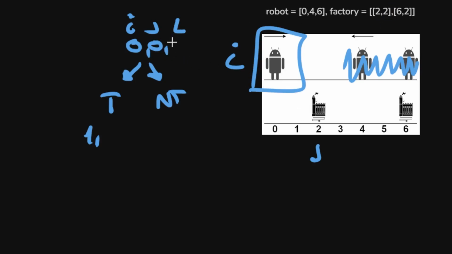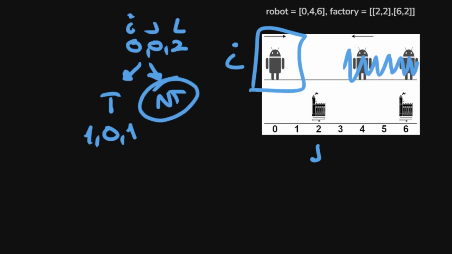Here the limit is 2, so the initial limit is 2. Now, if we decide to use this factory to repair this robot, we are looking at this scenario. So we can say that i is 1. We are looking at the next robot. The factory stays the same because this is still available, and the new limit is 2 minus 1, 1.